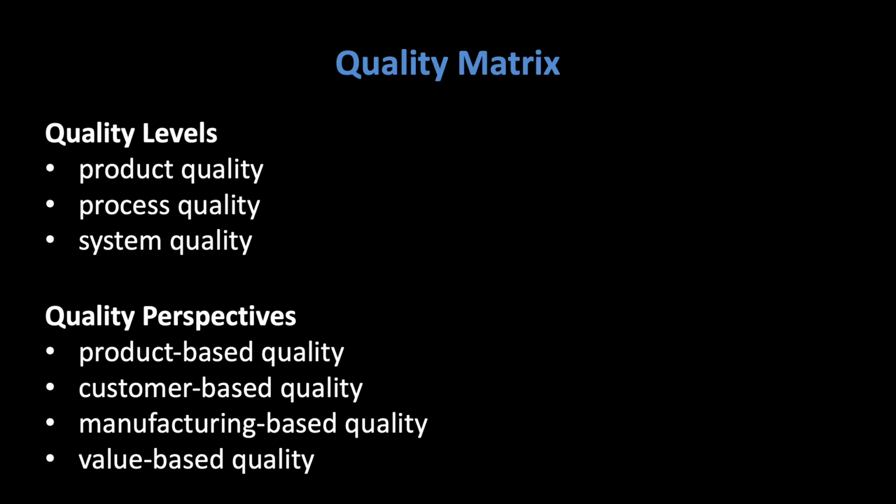Then the quality perspectives also frame quality in different ways. So product-based quality refers to measurable and classifiable product characteristics. Customer-based quality places emphasis on perceived quality demands. Manufacturing-based quality refers to those secondary characteristics that are required for the product production. And value-based quality refers to the cost or the price of the benefits a product brings.